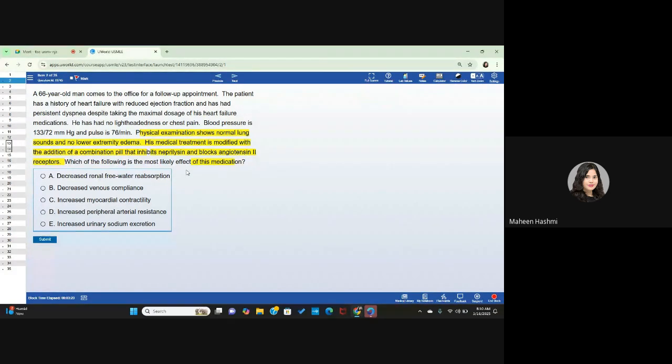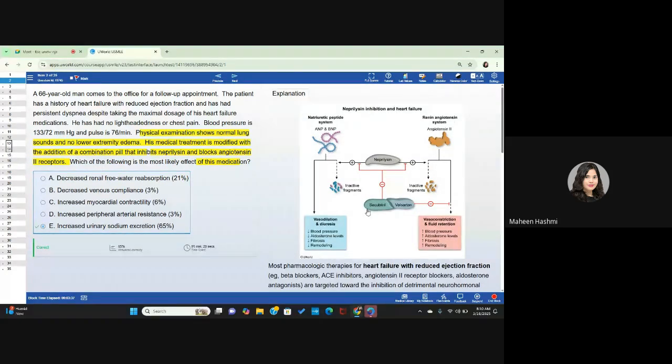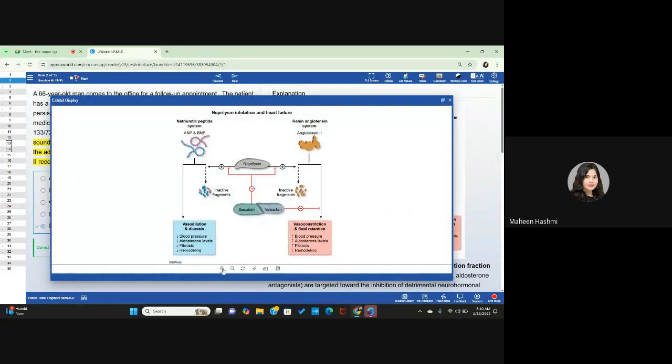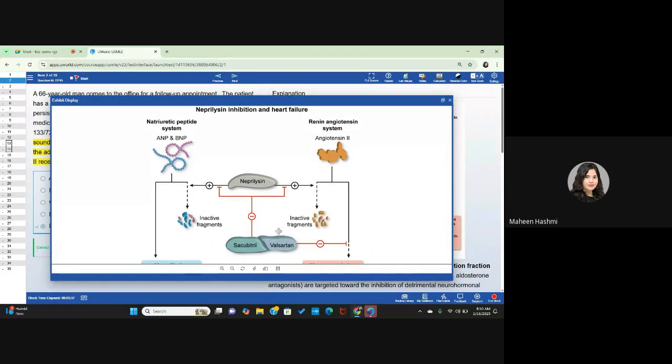What does it do? If it blocks angiotensin II receptors, then what's going to happen? It increases the urinary sodium excretion because it's increasing the levels of ANP and BNP. Very good. Again, this RAS is what you need to be very familiar with. What can anybody tell me? What is RAS? Renin angiotensin aldosterone system.